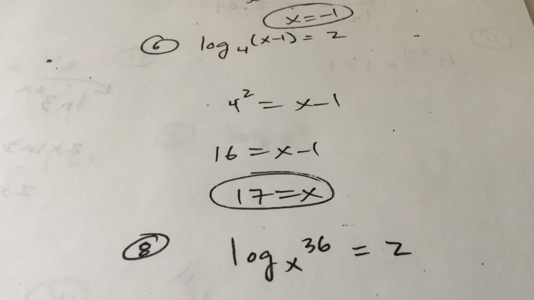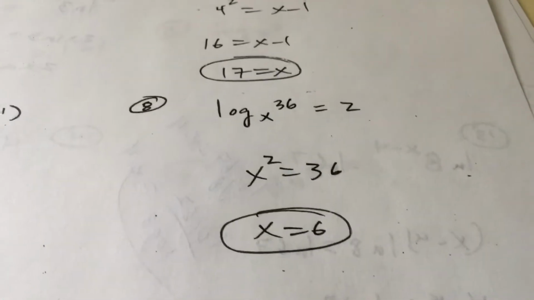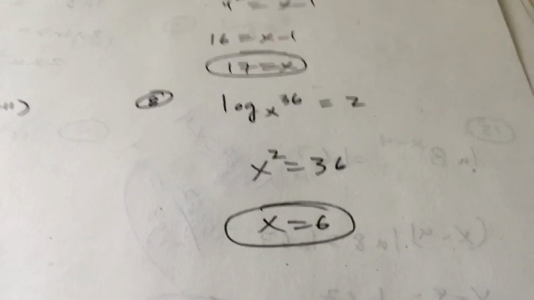4 to the second equals x minus 1. X squared equals 36. There you go. Remember, x has got to be positive there. It's always got to be a positive base, never negative. All right, into the new stuff.